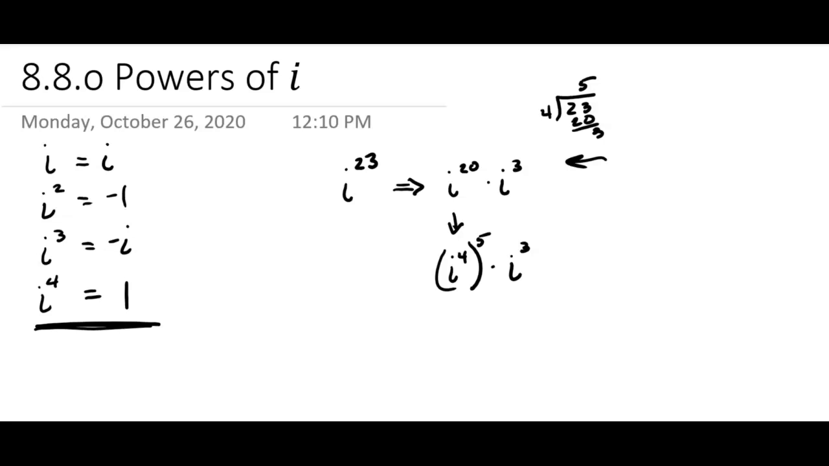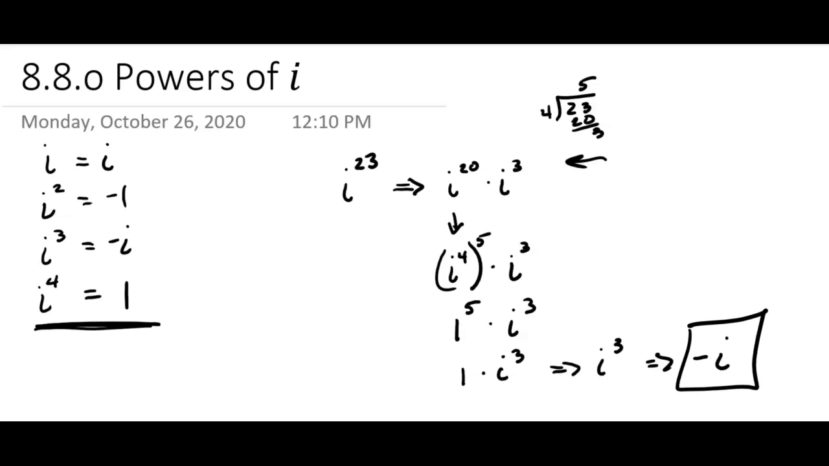Okay, now i to the 4th inside the parentheses, that's just 1 to the 5th power, right? And 1 to the 5th power, that's just 1. So I'm getting i cubed, but that's on my chart. i cubed is equal to -i. So eventually we have to get it to where there's no exponent higher than 1 on i.